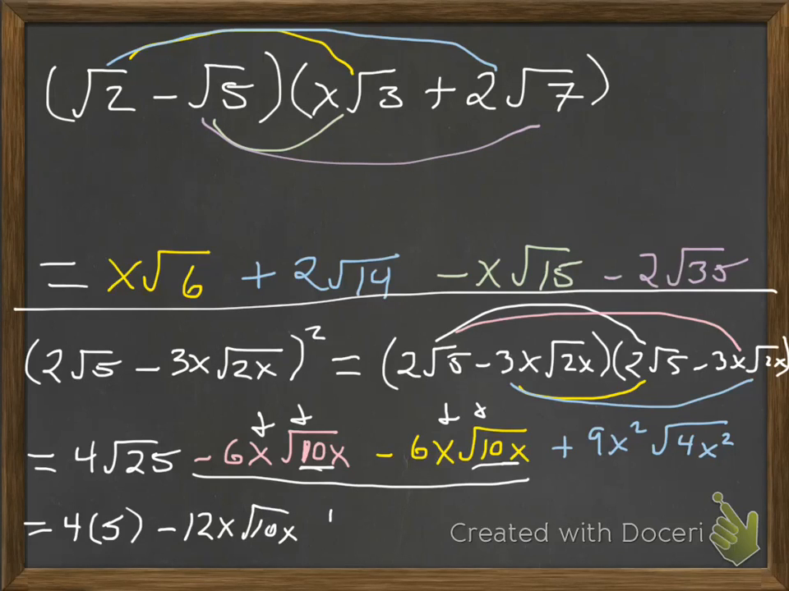Then we have 9x squared times the square root of 4x squared. The square root of 4 is 2. And here we're going to go ahead and assume that the variables are positive. This would not be defined if the variables were possibly negative. So that's going to be 2x. And then we'll just simplify. 4 times 5 is 20, minus 12x square root of 10x. 9 times 2 is 18. And then x squared times x is x to the third power.